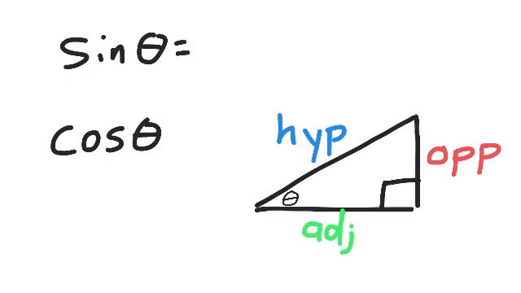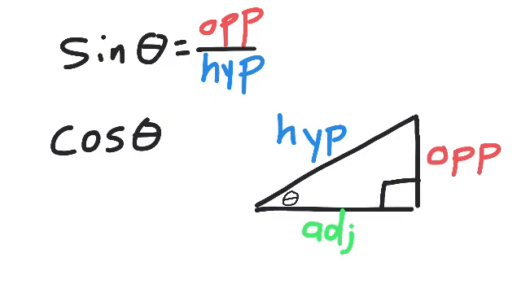Sine is equal to the opposite leg over the adjacent leg. Opposite leg over the hypotenuse. Can you tell it's been a while since I've done trig? Sine is the opposite over the hypotenuse. Next, we're looking at cosine of the angle theta. Cosine is the adjacent side over the hypotenuse.